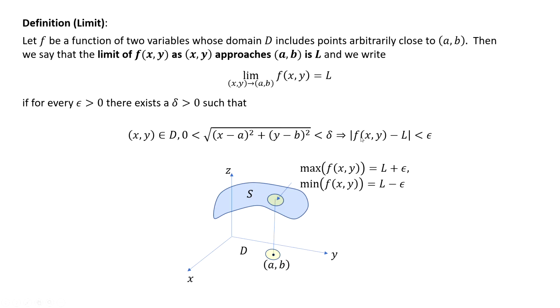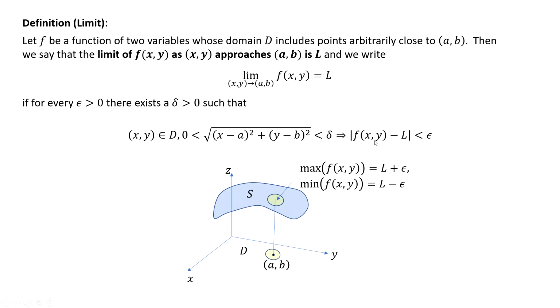Check this out. This absolute value inequality, if you were to rewrite it, is saying L minus epsilon is less than f of x y less than L plus epsilon. Let me repeat that. Do you remember the absolute value of x being less than a? When we say that, what that means is negative a is less than x, less than a.